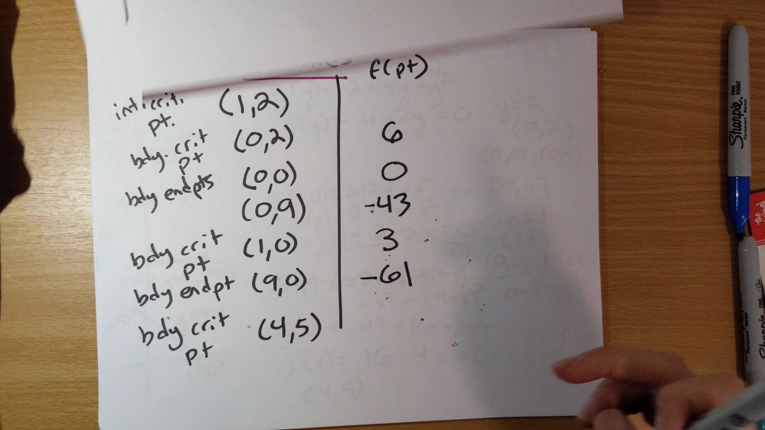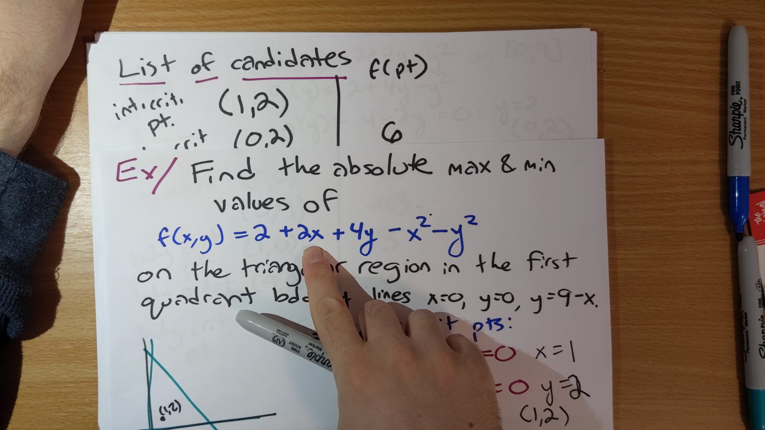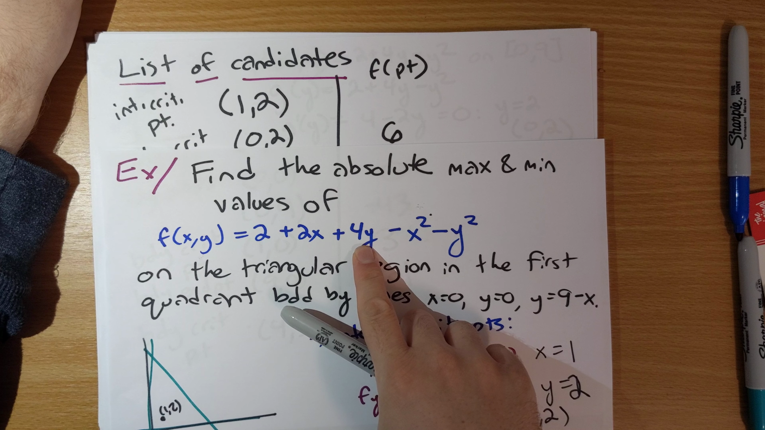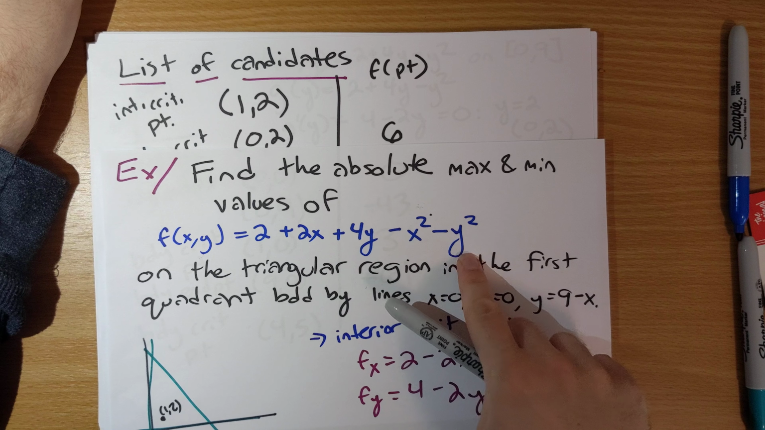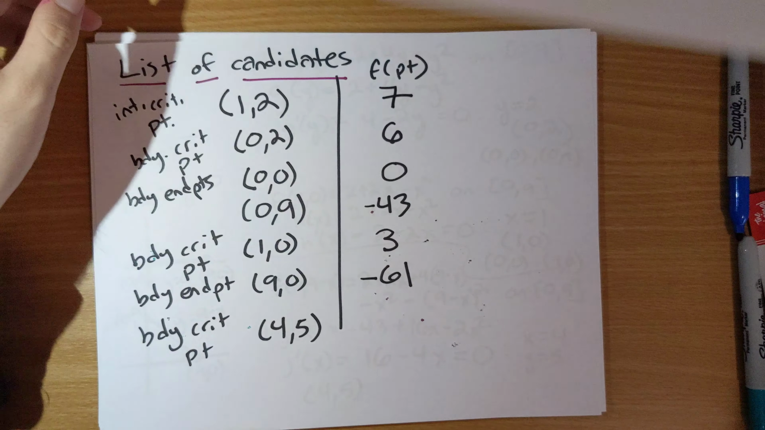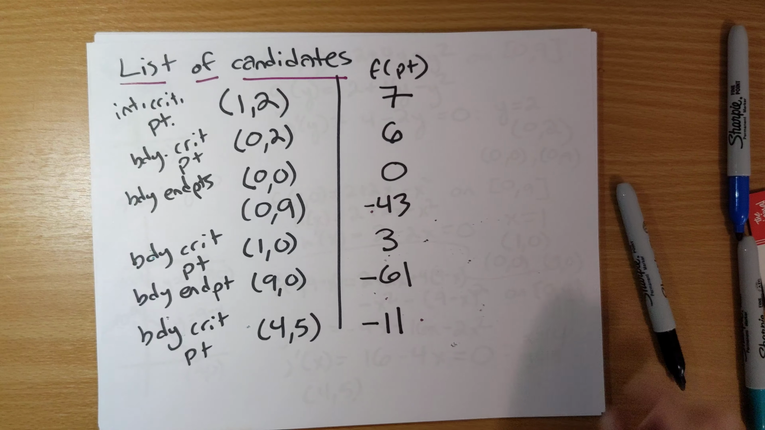So then the last two, f of 1, 2. 2 plus 2 times 1 is 2. So that would be 4 plus 8 is 12. Minus 1 is 11. Minus 4 is 7. And then the last one, I was going to skip the details there. Plug in 4 and 5, you get negative 11.